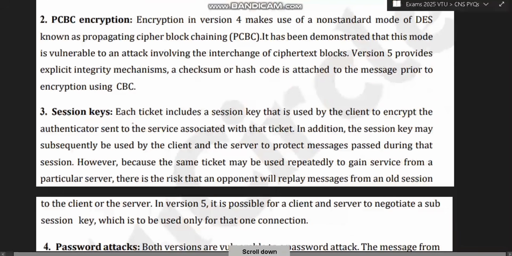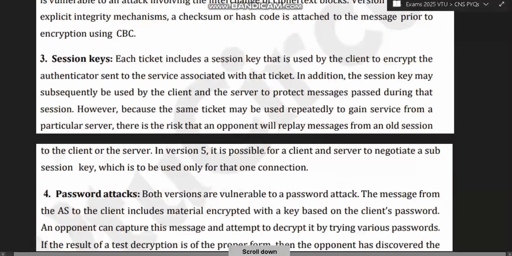Okay, so that is more secure. Session keys. Each session includes a session key that is used by the client to encrypt the authenticator, but in version 5 it is possible for a client and the server to negotiate a sub session key, which is to be used only for that one connection. It is not generic, it will be just used for one connection and it will be more efficient.